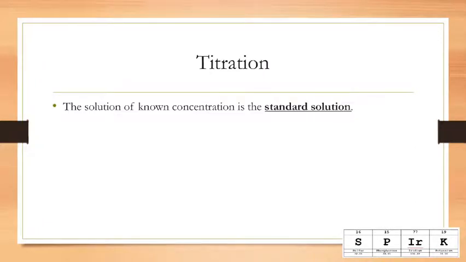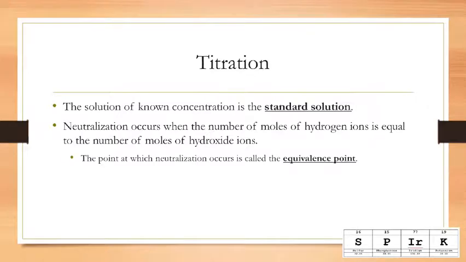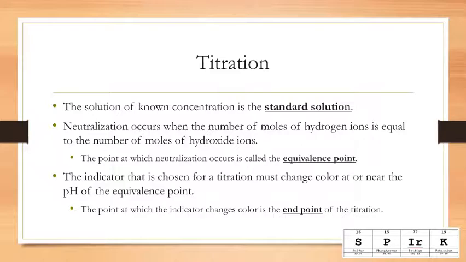The solution of known concentration is the standard solution. Neutralization occurs when the number of moles of hydrogen ions is equal to the number of moles of hydroxide ions. The point at which neutralization occurs is called the equivalence point. The indicator that is chosen for a titration must change color at or near the pH of the equivalence point. The point at which the indicator changes color is the endpoint of the titration.